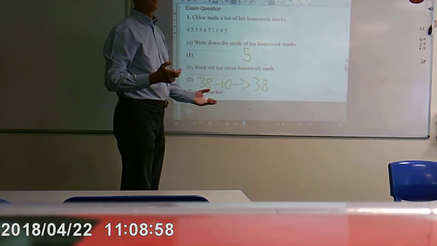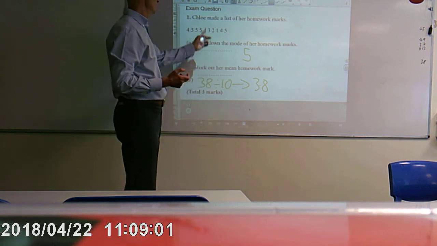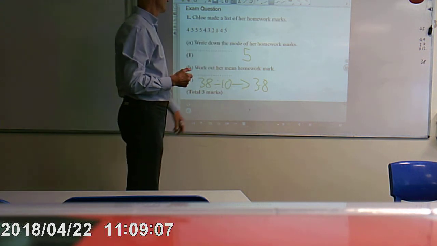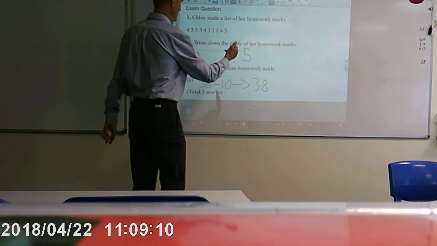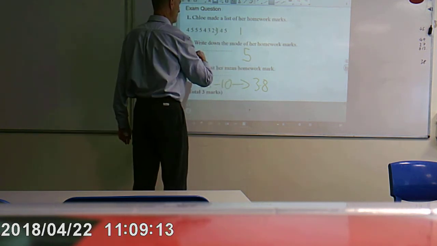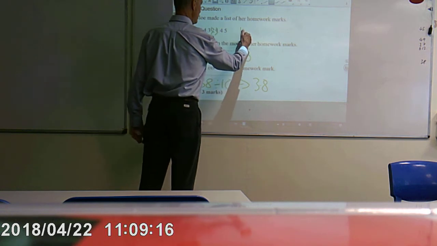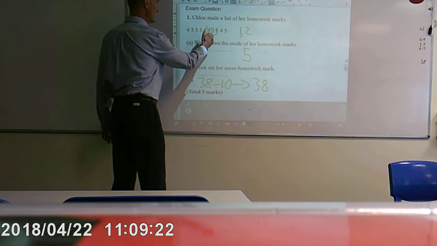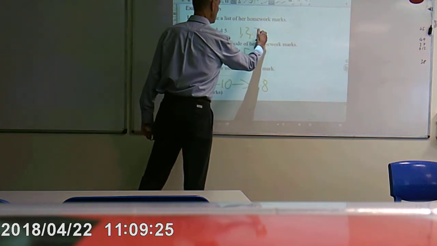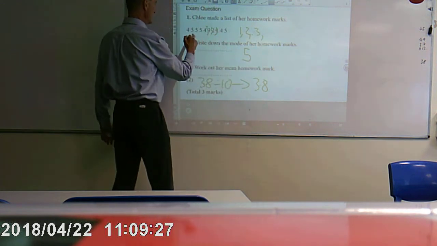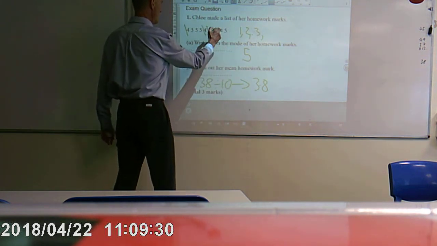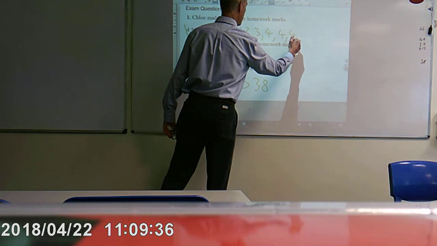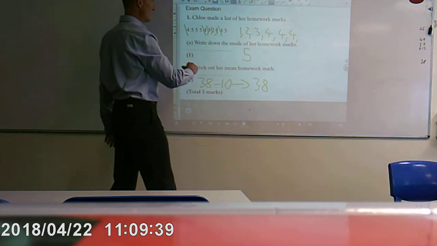If we wanted to do a median, it hasn't asked for the median here. What would we have to do? We'd have to write these numbers down in order. What's the smallest number that we've got? We've got a 1. Let's cross that off. We've got a 2. Let's cross that off. We've got a 3, so cross that off. We've got 4, another 4, and another 4. So we've got some 4s there. And then we've got some 5s.